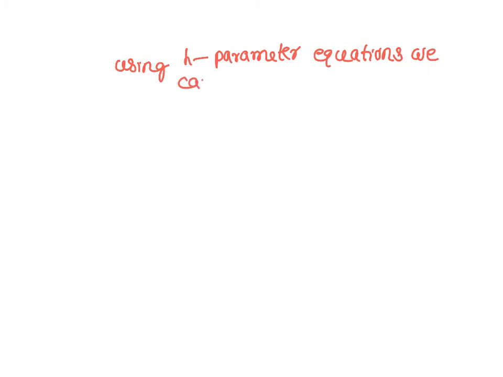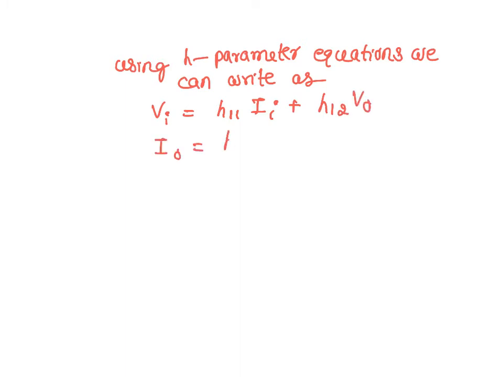So using H parameter equations, we can write Vi as H11 into Ii plus H12 V0. Next, I0 can be represented as H21 into Ii plus H22 V0.